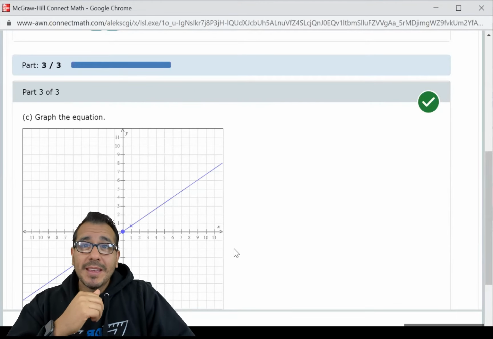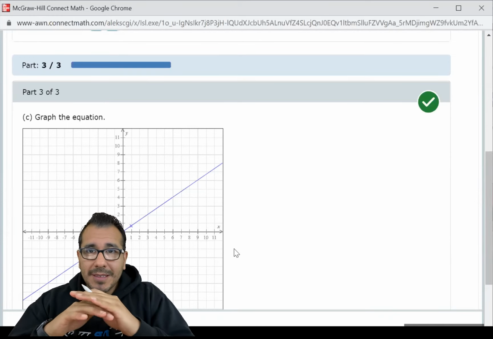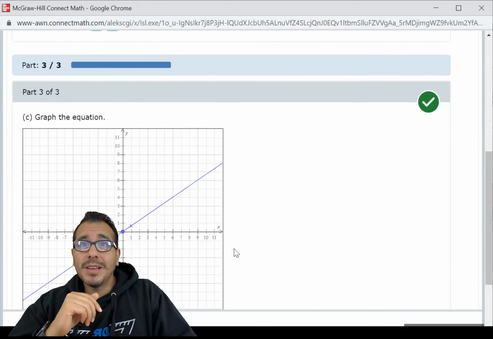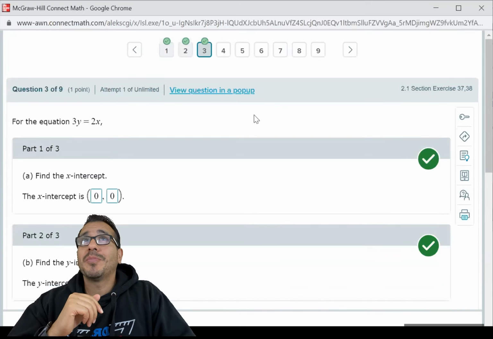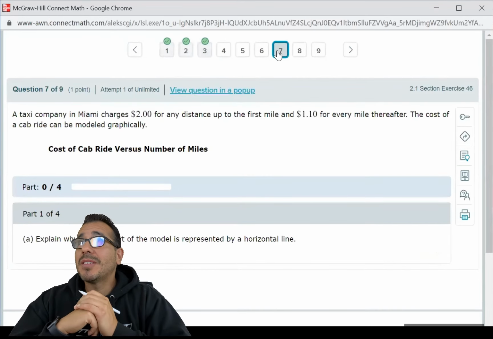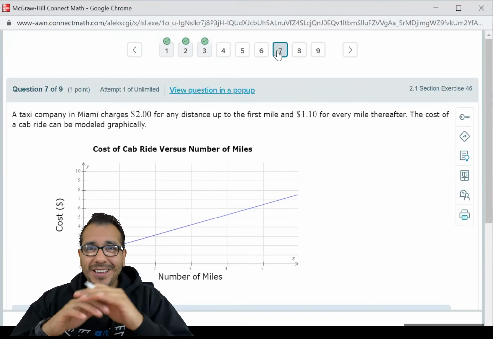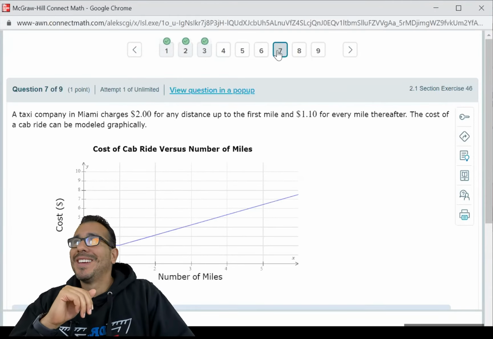All right, so again, a lot of people get nervous when they see fractions. The process doesn't change, so don't let it mess with you. All right, I'm gonna save some of these for you. Let's do number 7. Let's see what number 7 is about, because some of you are like, oh no, word problems. All right, don't worry about word problems. So let's look at this.